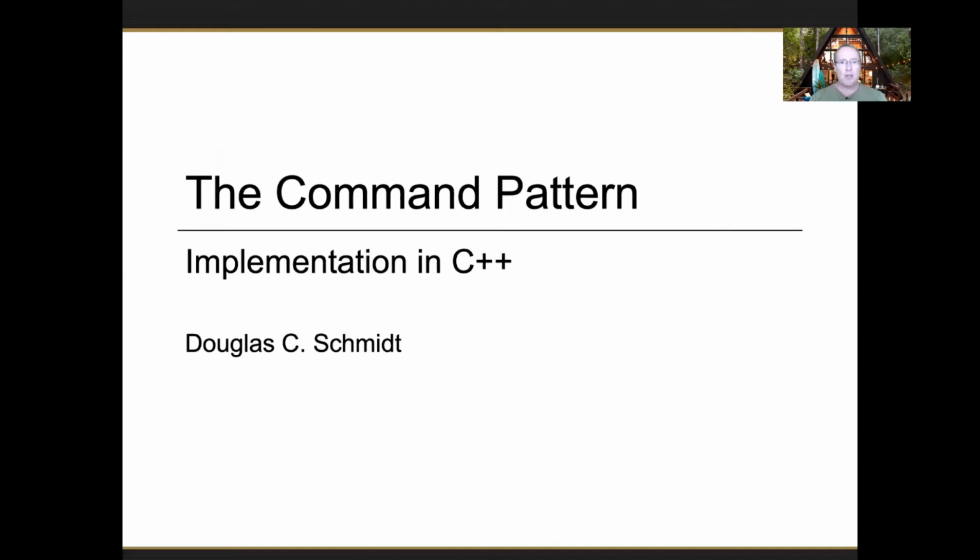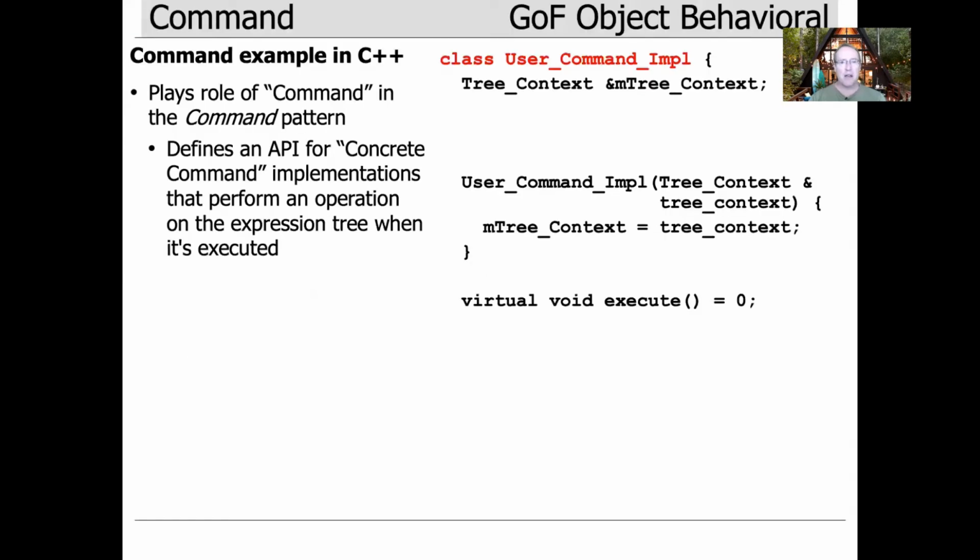So what I'm going to do now is talk about how to implement the command pattern in C++. We're going to define an abstract base class called UserCommandImpl, and this is the command role in the command pattern. It basically defines the API that derived classes, or so-called concrete command implementations, can inherit and then implement to perform an operation on the expression tree when the objects are implemented.